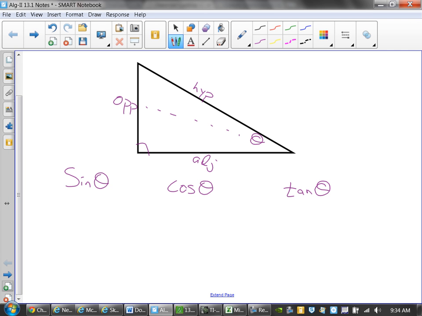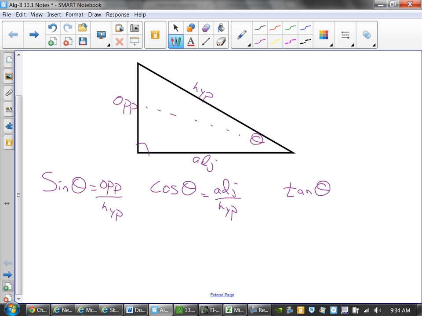The sine is the ratio of what two sides? The opposite to the hypotenuse. Good. Cosine is adjacent over hypotenuse. And then lastly, tangent is opposite over adjacent. I'm assuming you guys have all used those abbreviations before, right? Yeah, it's pretty standardized.